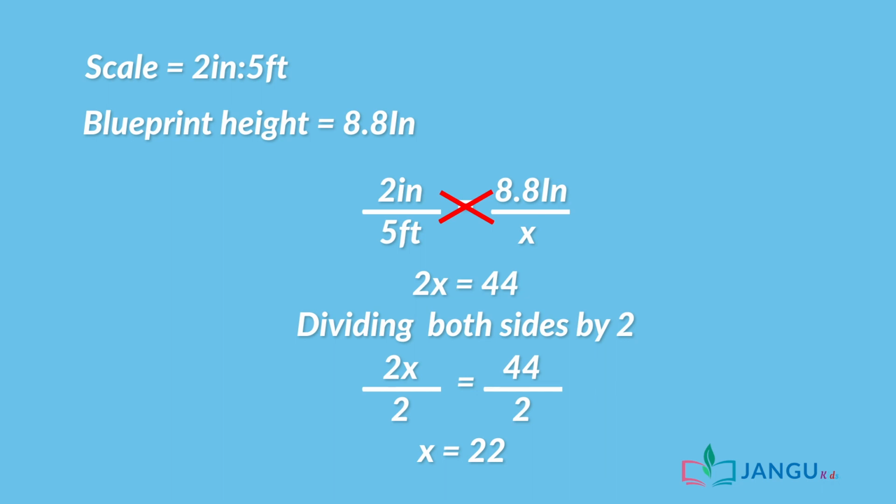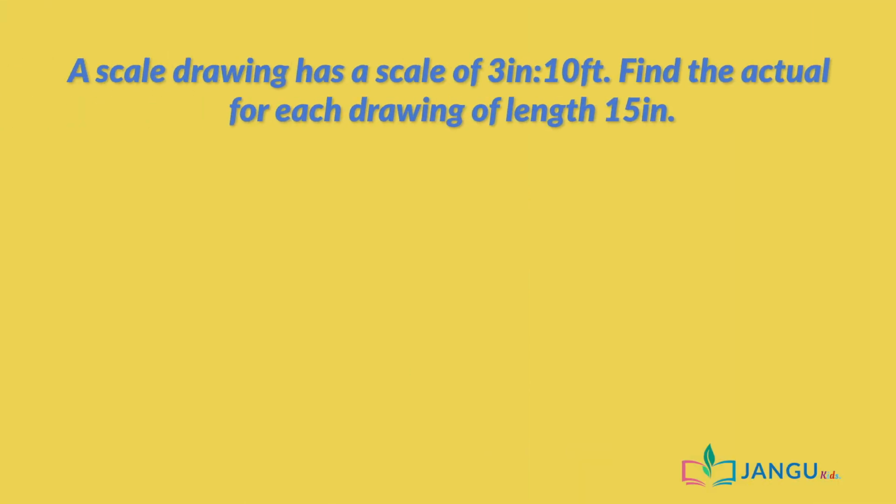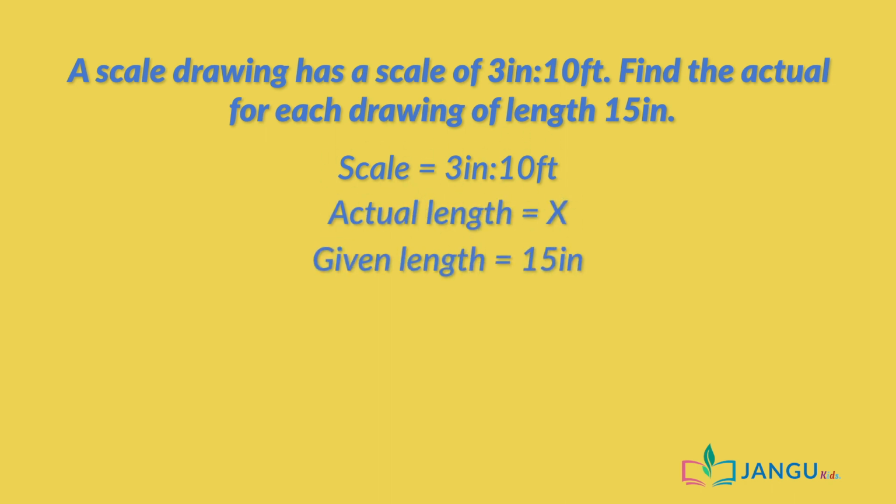Therefore, if the height of the blueprint is 8.8 inches, the actual height is 22 feet. Let's take another example. A scale drawing has a scale of 3 inches to 10 feet. Find the actual length for each drawing of length 15 inches. Let's identify our scale, 3 inches to 10 feet. Let the actual length be x. Let the given length be 15 inches.